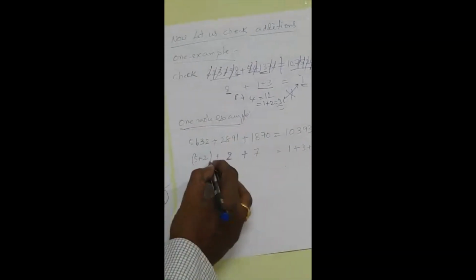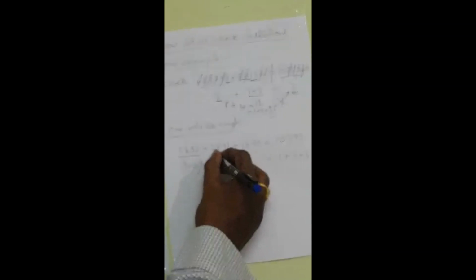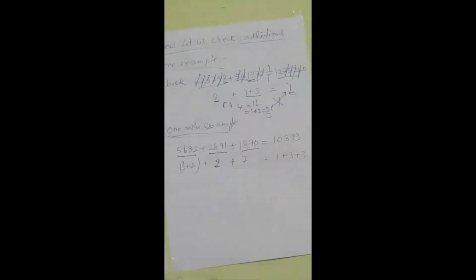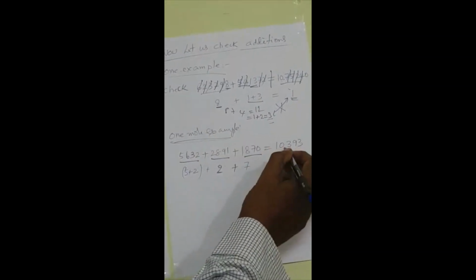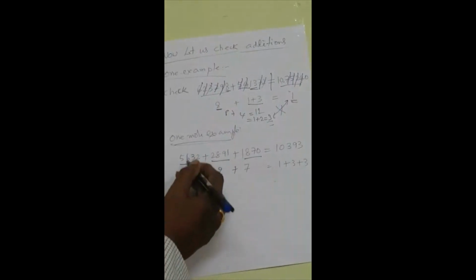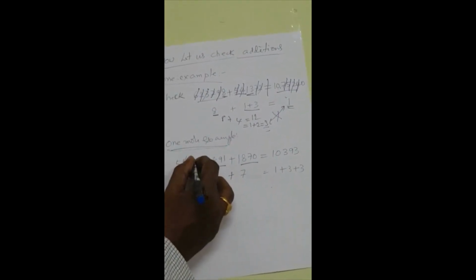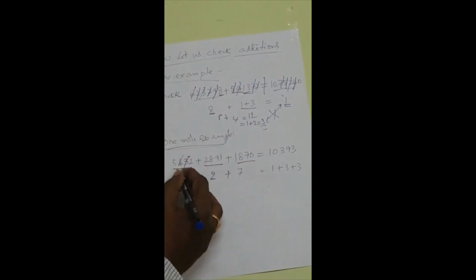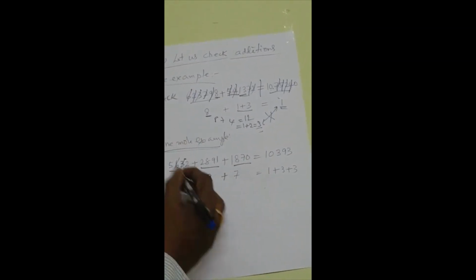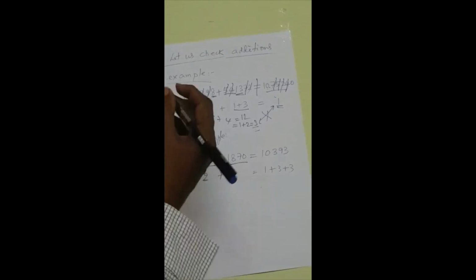So like that you see another example. One more example: 5632, 2891, 1870. You add together, you get 10393. Here again finding out the single digit, you cancel 5 and 6 and 3. 6 and 3 cancelled, 5 and 2 left. 5 plus 2 is equal to 7.